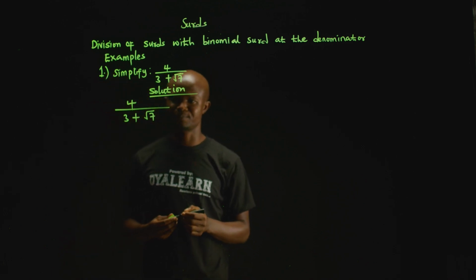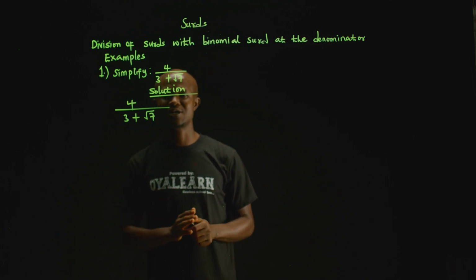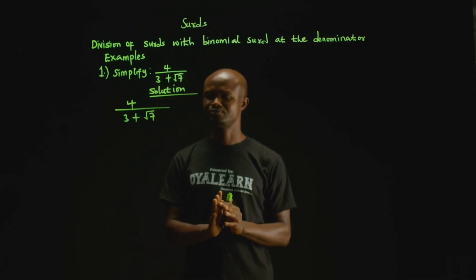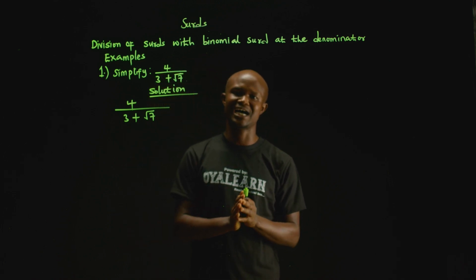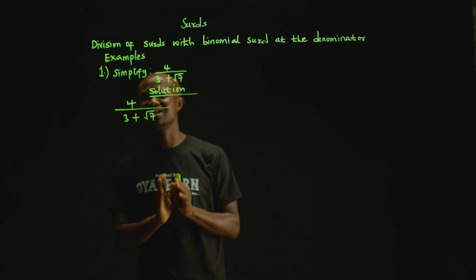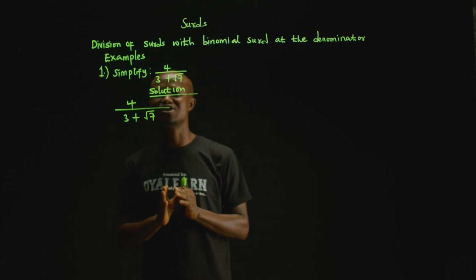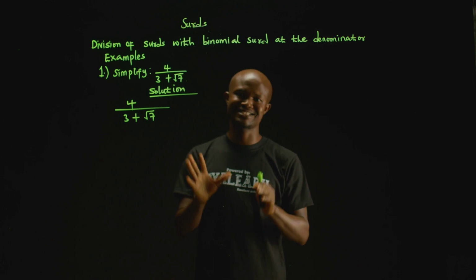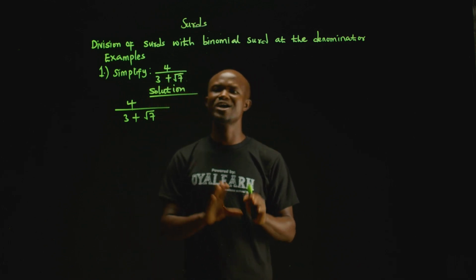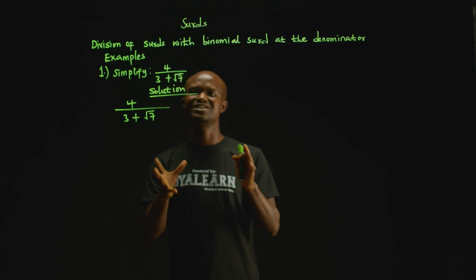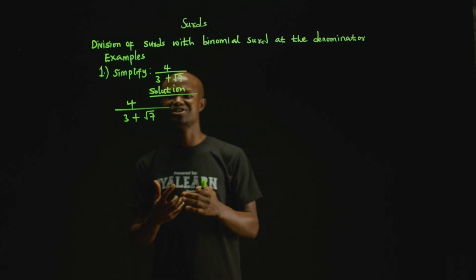In solving this kind of problem, we can see that we have a binomial surd at the denominator. And now, this binomial surd we have at the denominator is an irrational number. Our target now is to ensure that this denominator that is irrational becomes rational. And how can we achieve that? We can achieve this by rationalizing.